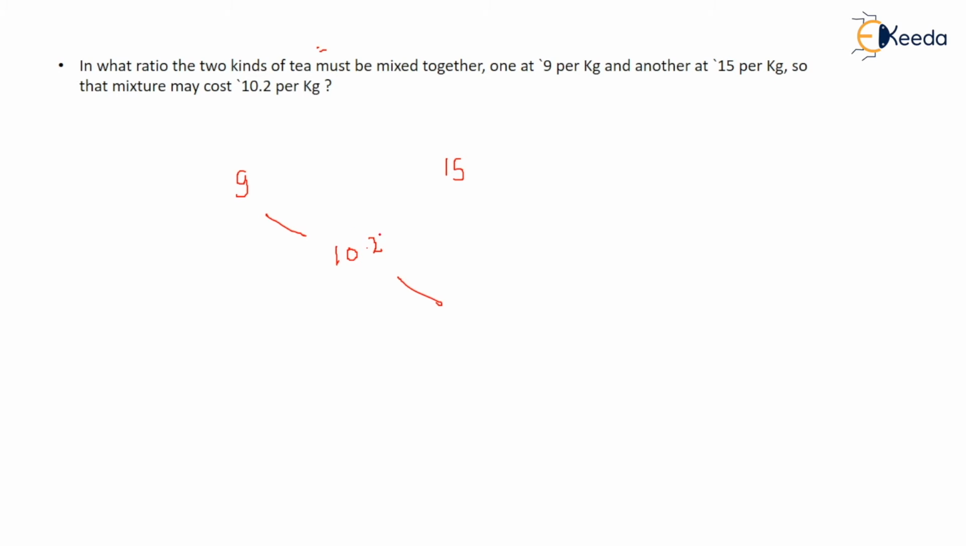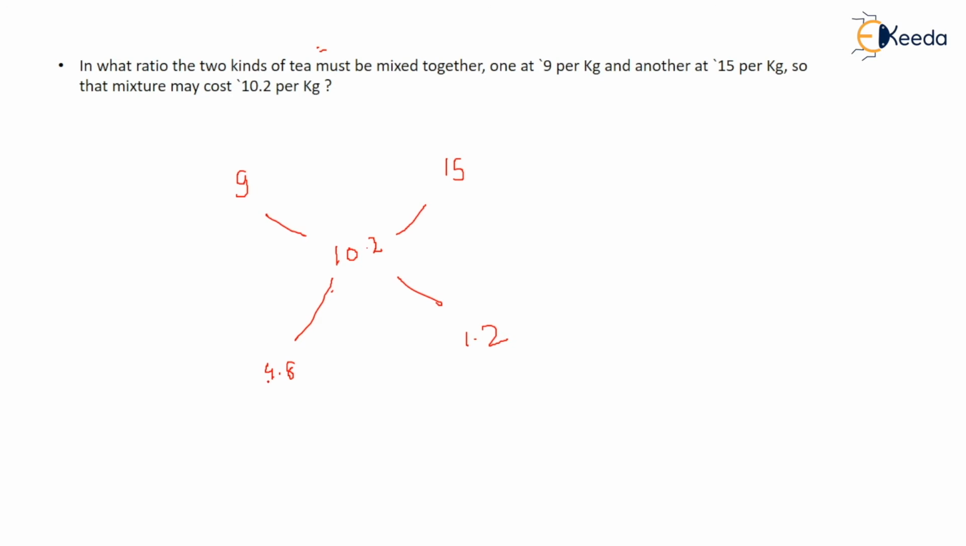So after subtracting 9 from this, what you get? 1.2. And when you subtract 10.2 from 15, you will get the other quantity. So 15 minus 10.2 will give you the value. That value comes out to be 4.8, right? You come to know that this value is 4.8.